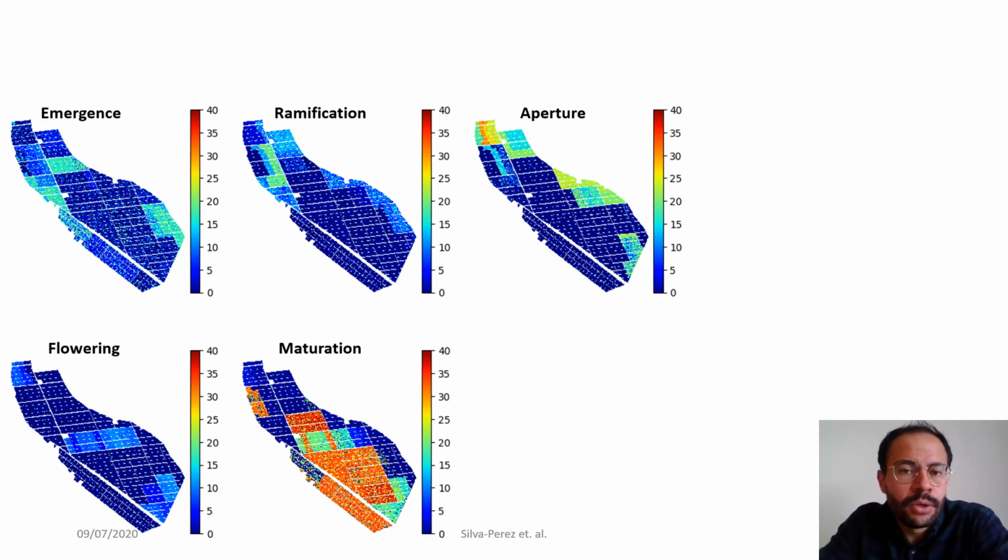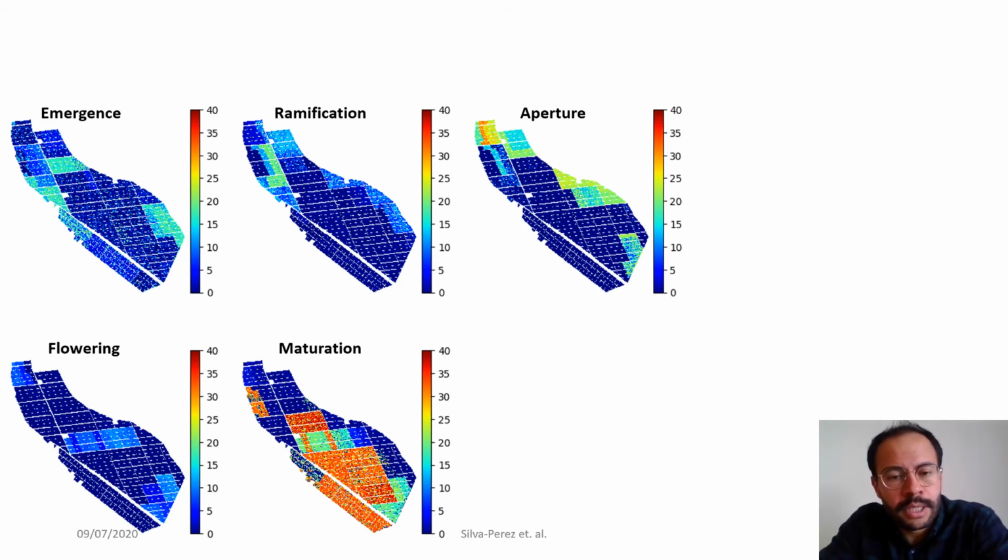This figure here shows the prediction or estimation of asparagus stems that are present in each stage. As you can see, we have 5 maps, each of them corresponding to the prediction from each output of the multi-output random forest regressor.